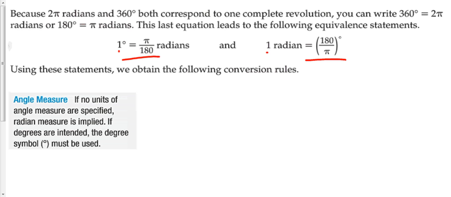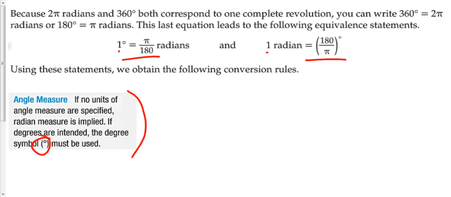Now, this is important as well. If there's no units, we're talking about radians. If degrees are intended, you have to use the degree symbol. So if you don't put any units, you have to assume that that is radians.